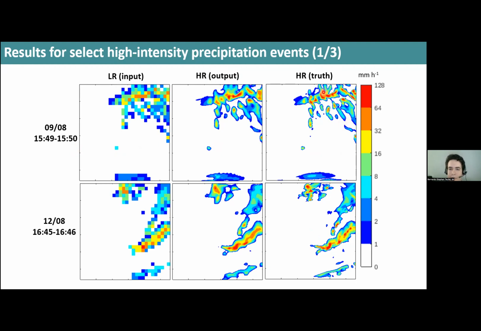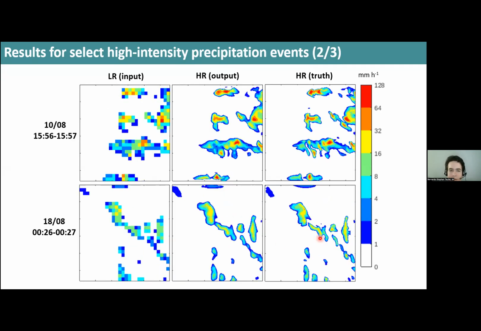It's able to capture most of these small precipitation cells that you see in the truth, some of which are not really there if you look at the low resolution input. Same thing for this case down here. Some of the smallest details are somewhat missed by the model, but it's still performing much better than the input data. Here I'm showing a few more of these events. You can see that it consistently performs quite good.